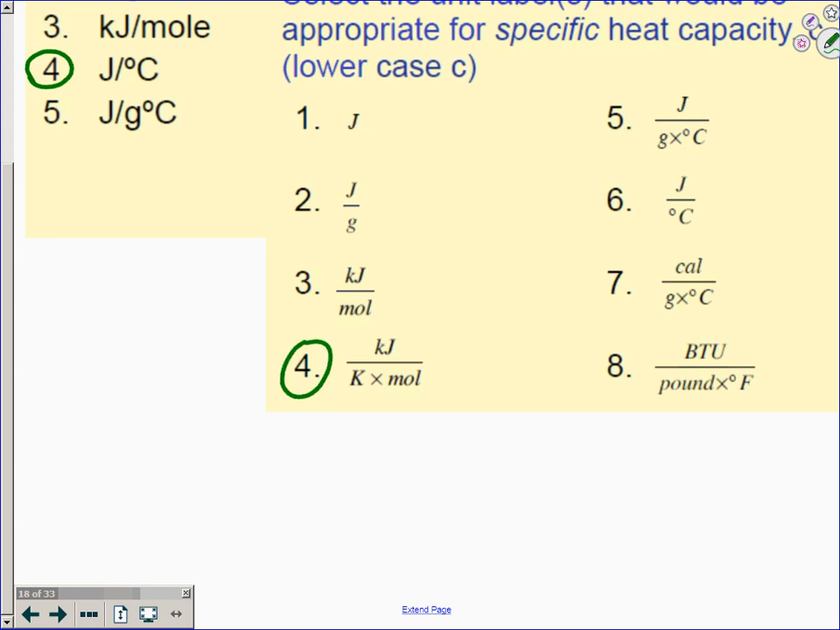Okay, what about 5? Certainly, right? 6? No. 7? Yes, because calories could be in place of joules. And 8? British thermal units, BTU. So it's a thermal unit, it's an energy unit. Pounds is a form of mass. There you go. Okay, we'll never use this, but just recognize the system is just energy per gram or mass times temperature.